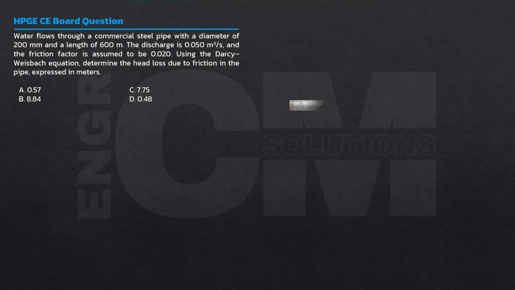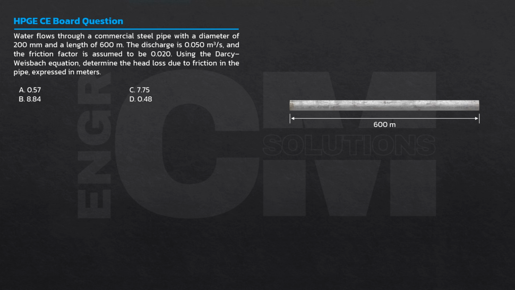Water flows through a commercial steel pipe with a diameter of 200 millimeters and a length of 600 meters. The discharge is 0.05 cubic meters per second and the friction factor is assumed to be 0.02. Using the Darcy-Weisbach equation, determine the head loss due to friction in the pipe.